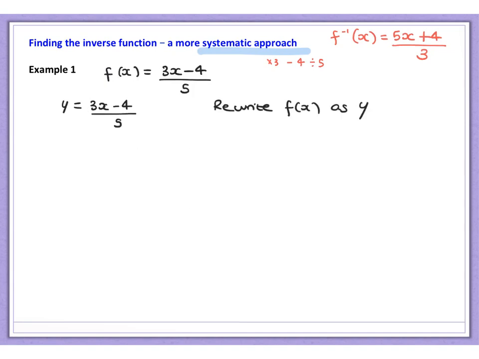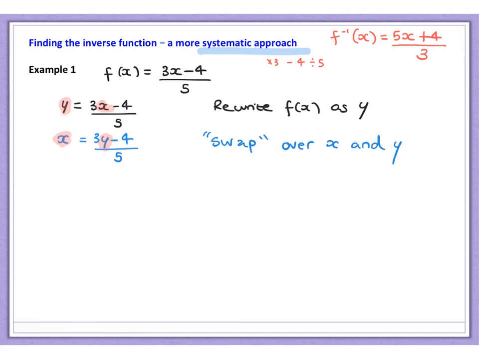We're then going to rewrite y as x and x as y, so essentially swapping these over. So we now have x equals (3y minus 4) over 5. So again, look at how x and y have swapped places.